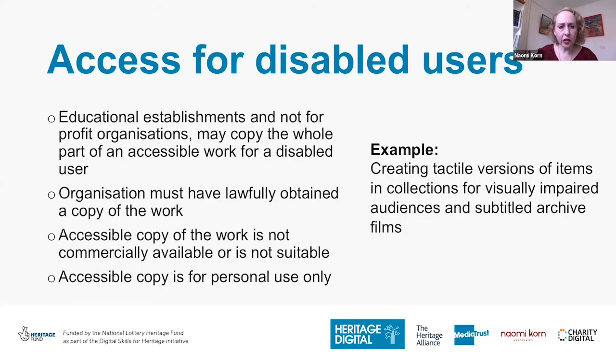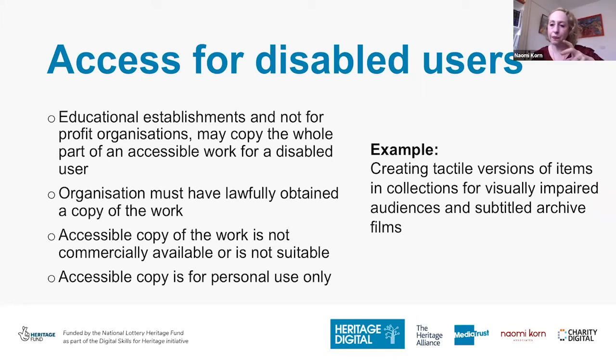Another exception to copyright that got enhanced was access for disabled users. Now, previous to the 2014 changes, we had an exception that supported people with visual impairments. This has now been extended to anyone with an accessibility requirement, and that could be both permanent or temporary, and that could be of any shape or form. The exception to copyright for providing access for disabled users could be used by film archives, creating subtitles on film footage.